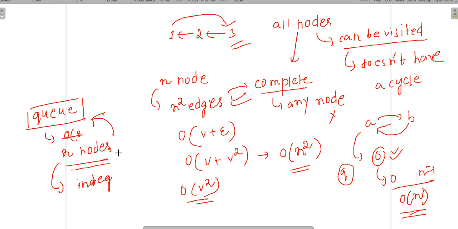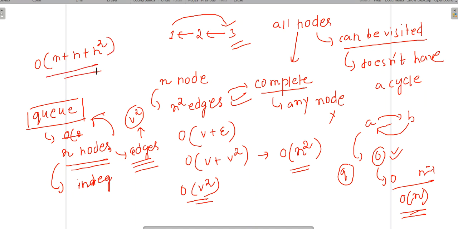Apart from this, we are holding edges. We are making an adjacency list of edges, and if we have n square edges, this requires n square extra space. So we have big O of n plus n plus n square as our extra space because of the adjacency list we are making. So for our question, the solution requires big O of n square space complexity. Fine. So that's how we have solved this question.